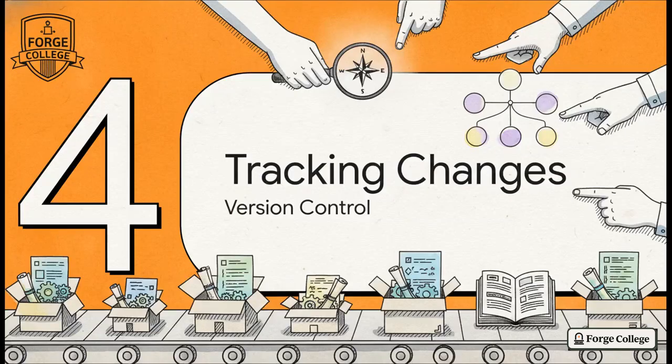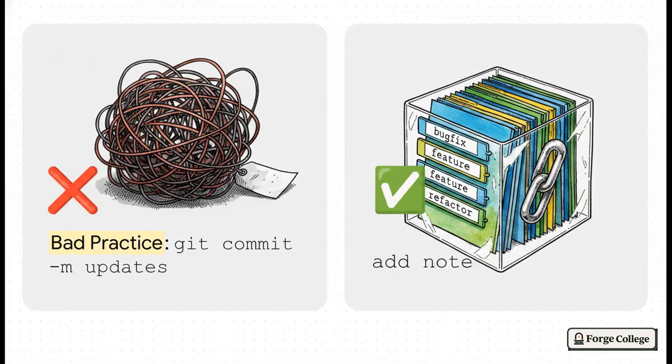Section 4. Tracking changes and commits. Version control discipline. Now, meticulous versioning is something we highly emphasize across all of our Forge College programs, because honestly, it doesn't matter how great your fixes are if your reviewers can't untangle your history. We've all panicked at 2 a.m. and blindly typed git commit -m "updates", but on a QA factory floor, that is a cardinal sin.